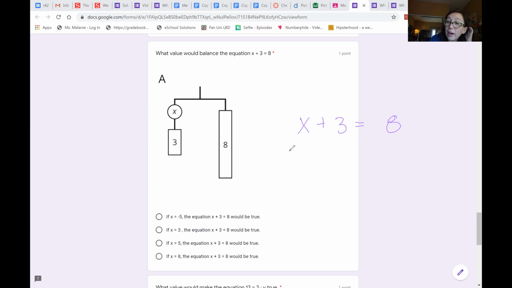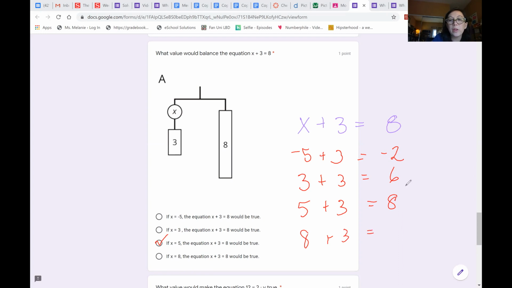If I do -5 plus 3, if you do that in the calculator, you will get -2. If x is 3, 3 plus 3 equals 6. We want it to equal 8. If you have 5 plus 3, that does equal 8. And we'll double check that there's not multiple possibilities. 8 plus 3 equals 11. So it is only that option.